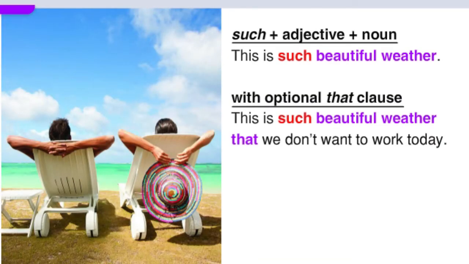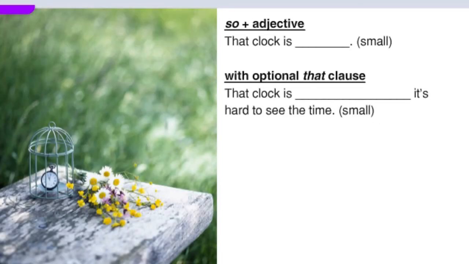Such plus adjective plus noun. This is such beautiful weather. With optional that clause. This is such beautiful weather that we don't want to work today. Check your understanding. Look at the picture. Complete the first sentence.